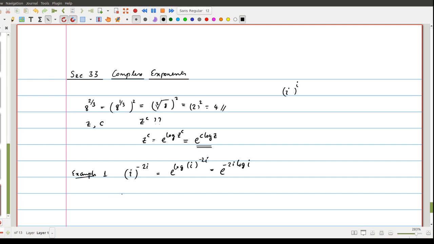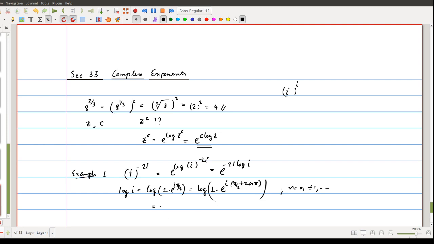Okay, so how will you evaluate log i? Log i was already discussed in the last class. Log i can be obtained using the modulus and amplitude form, that is 1 times e to the power i pi by 2, or you can write this as log of 1 times e to the power i times pi by 2 plus 2n pi. Here n is equal to 0, plus or minus 1, etc.